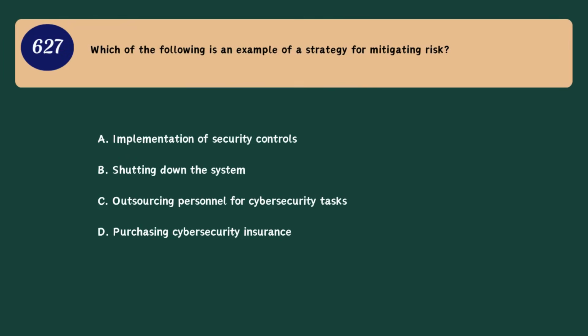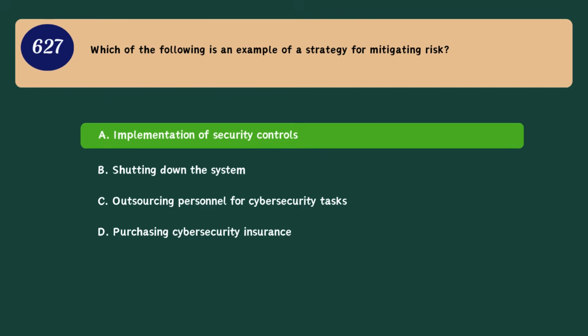Question 627. Which of the following is an example of a strategy for mitigating risk? A. Implementation of security controls. B. Shutting down the system. C. Outsourcing personnel for cybersecurity tasks. D. Purchasing cybersecurity insurance.